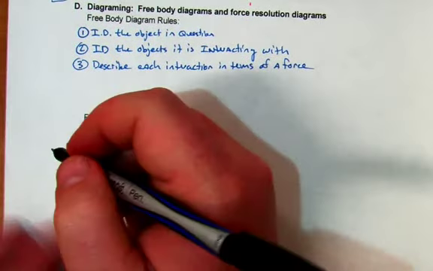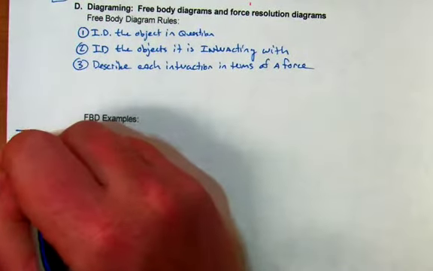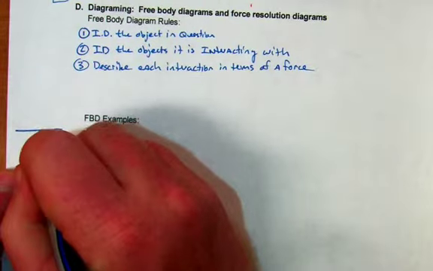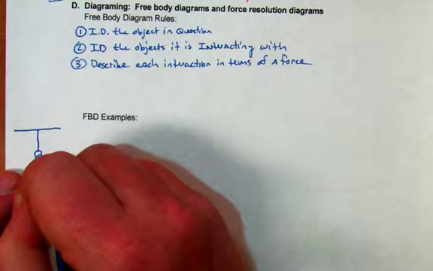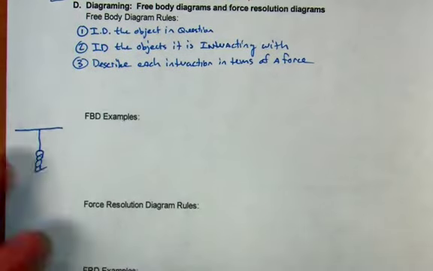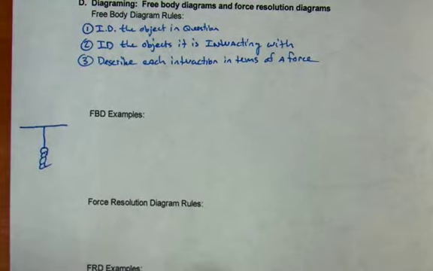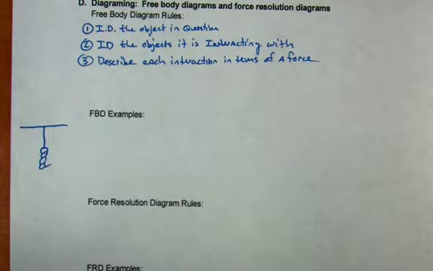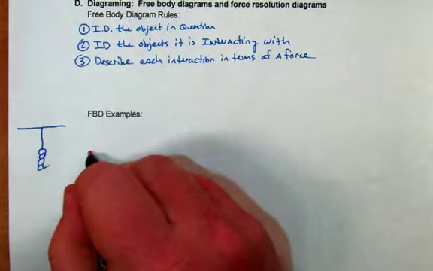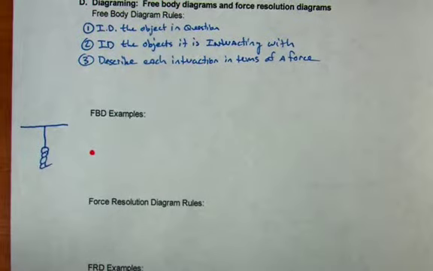So let's say we have a monkey who is hanging from a vine. All right, so here's a monkey. There he is. He's cute. He's an orangutan. He's hanging from that vine. Okay, now you can draw your free body diagrams on the monkey, but I think it's just as easy to make a little dot. And now we imagine that that dot is the monkey.